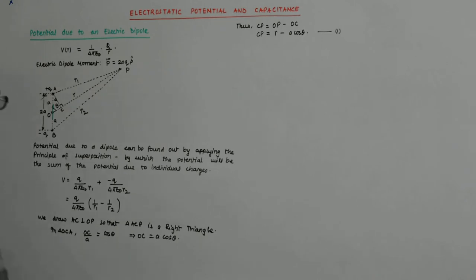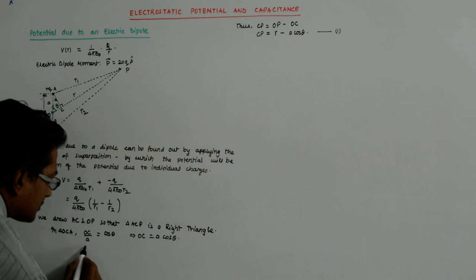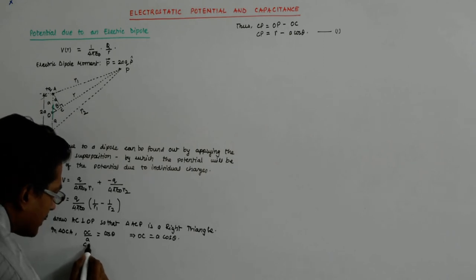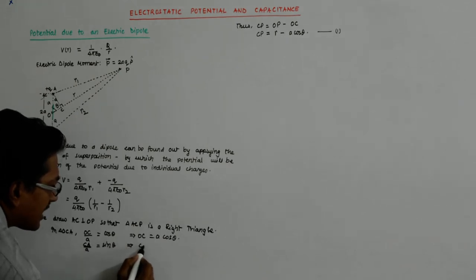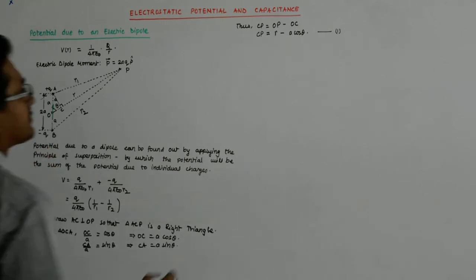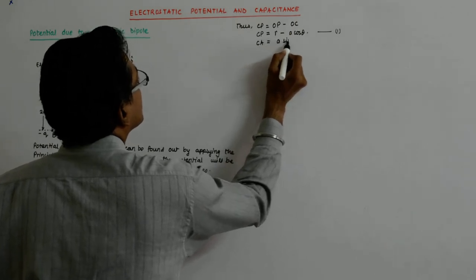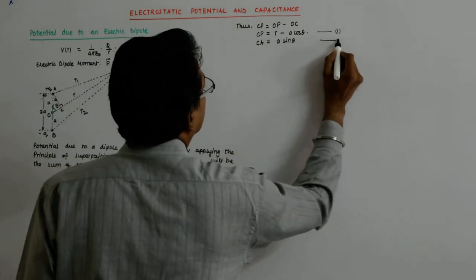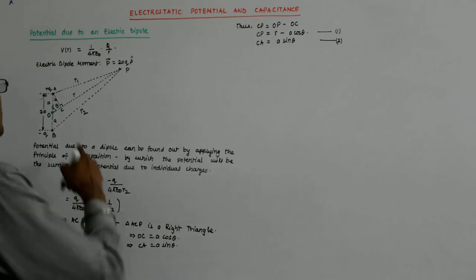What is my CA? Okay, CA upon A, here only, CA upon A is equal to sine theta. It implies that CA is equal to A sine theta. So CA is equal to A sine theta. Okay. CA is equal to A sine theta.